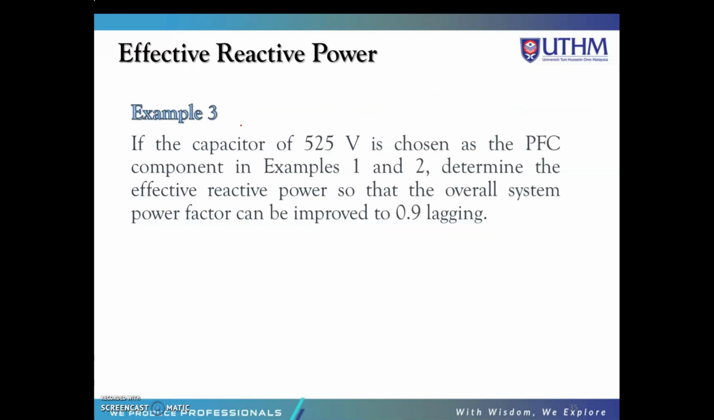So we look at example 3. If the capacitor of 525 volt is chosen as the power factor correction component in examples 1 and 2, determine the effective reactive power so that the overall system power factor can be improved to 0.9 lagging. Okay, so given the V of the capacitor. Before this, there was no value for the V of the capacitor.